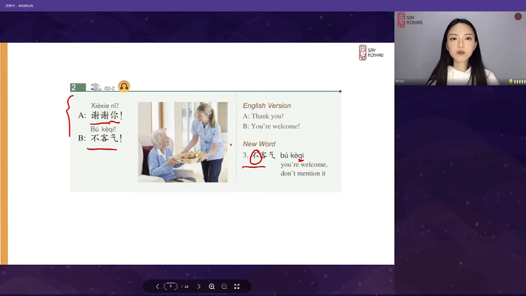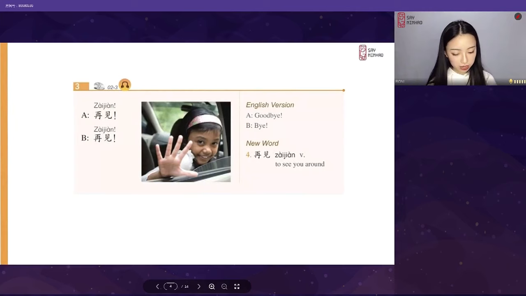Now, let's try to read with me, okay, read the text. 3, 2, 1. 谢谢你，不客气。Now let's read again, okay? 3, 2, 1. 谢谢你，不客气。Good job. Now let's move on to next text.